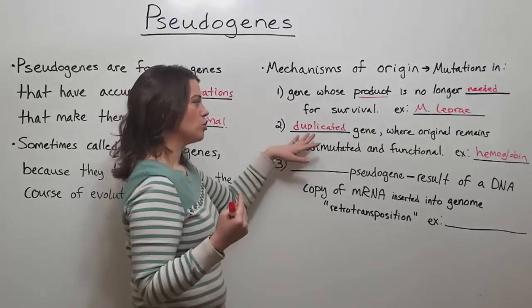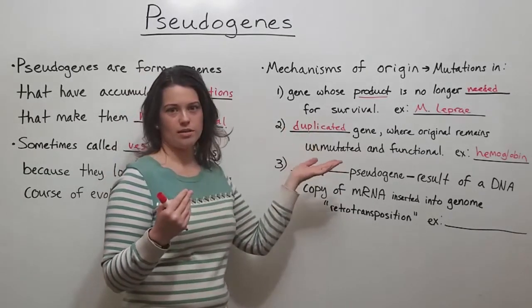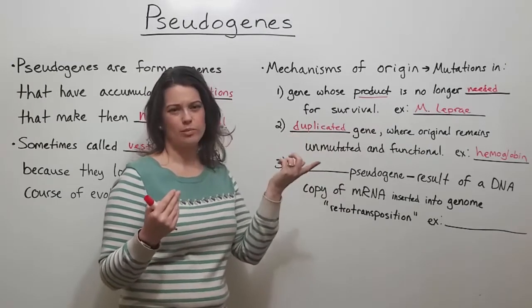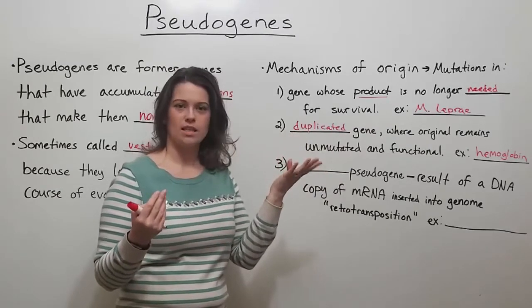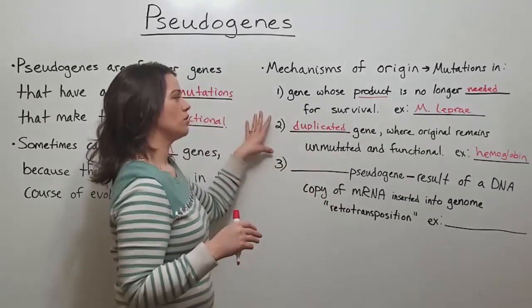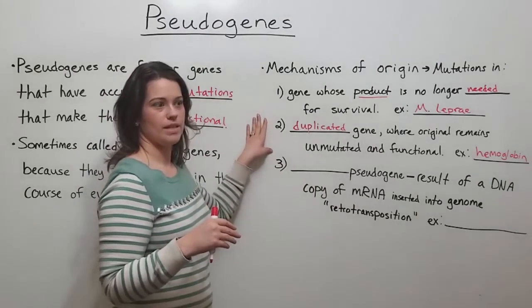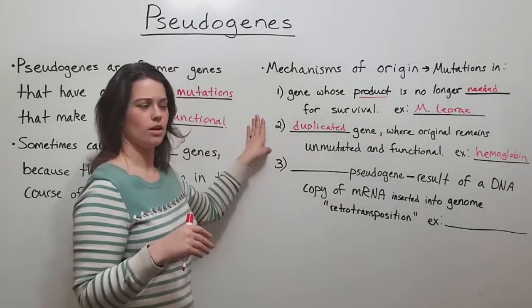And so those duplicated ones can pick up these mutations. One of them is still being expressed. The others are so mutated that they're not being expressed at all. But that's a great example of this additional mechanism through which pseudogenes can arise.